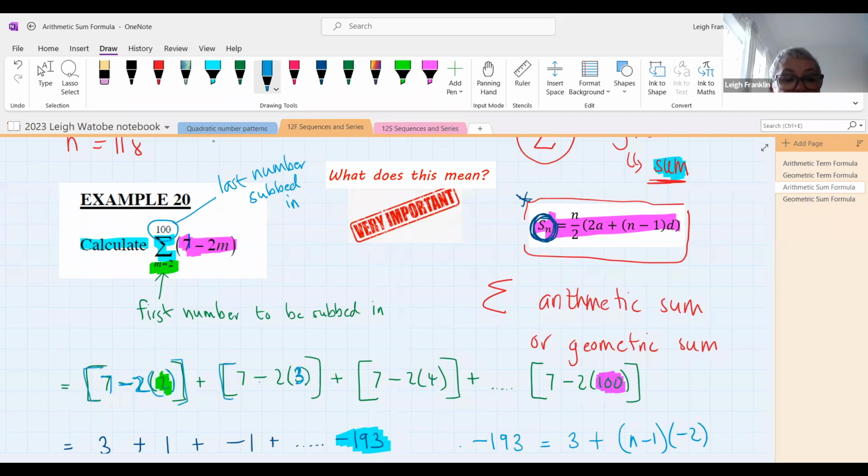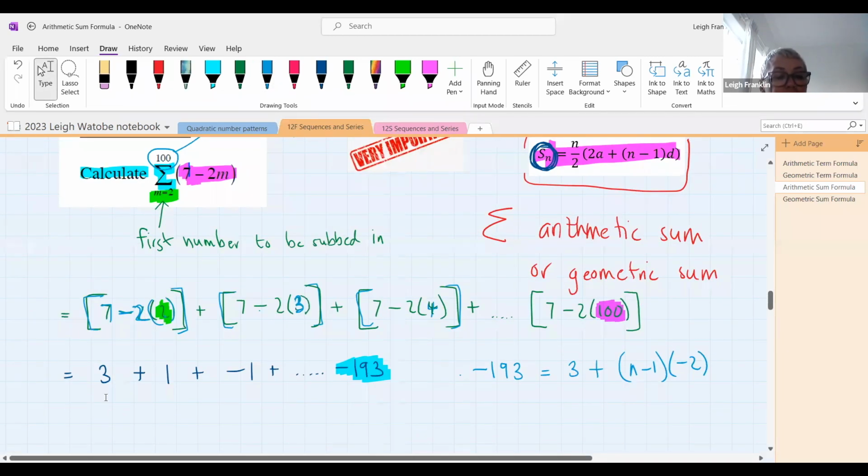This is the second term of the series. This is the third term of the series. The third term of the series is created when I sub in 4. The last term of the series is created when I sub in 100. So what I've done is I've worked out the value of these brackets. The value of the first bracket is 3 because it's 7 minus 4. The value of the second bracket, 7 minus 6, is 1. The value of the third bracket, 7 minus 8, is negative 1. The value of the last bracket, 7 minus 200, is negative 193. So negative 193 is the last term of the series.